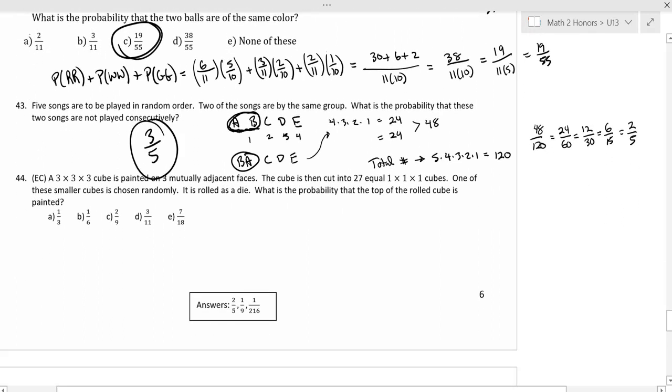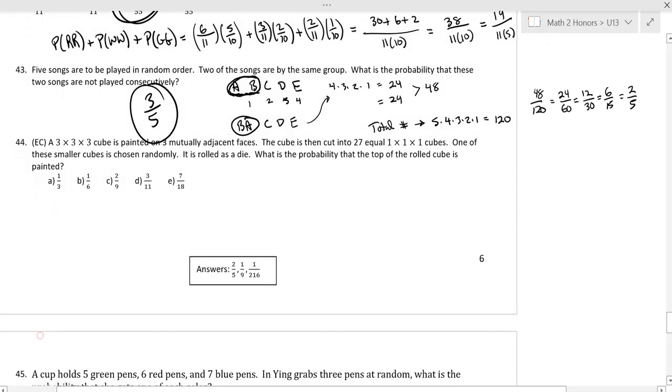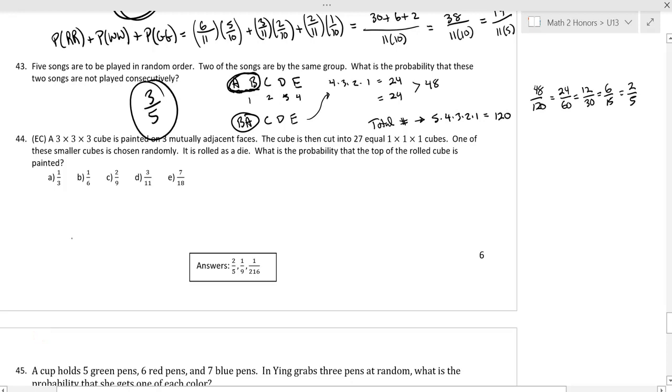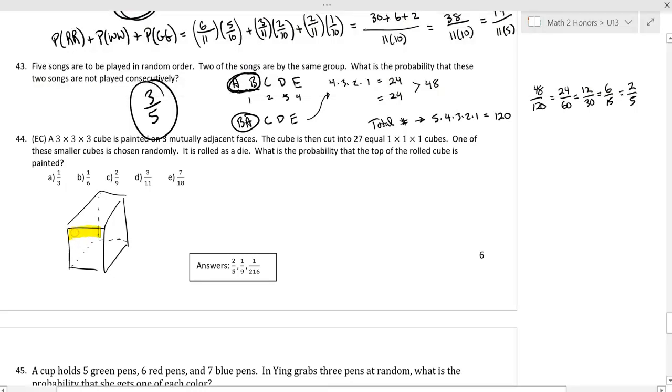All right, number 44. You have a 3 by 3 by 3 cube painted on 3 mutually adjacent faces. Okay, so a cube has 6 sides, and you're going to paint only 3 of the faces. So paint these 3 faces that we see: the top, and kind of the right side and the left side here.